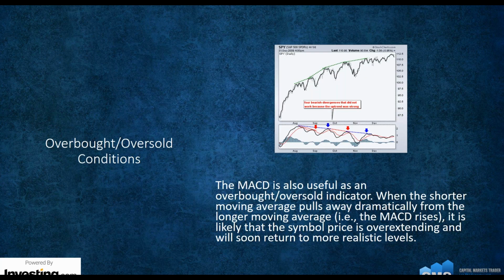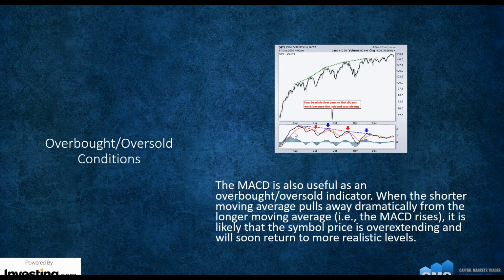Now, the other part that MACD does, it tells us if the markets are overbought or oversold. Okay, and that is important. A lot of us use RSI or stochastics for overbought and oversold conditions. But here you've got one indicator that gives you 3 valuable pieces of information. So the MACD is also used with overbought and oversold conditions. When the shorter moving average pulls away dramatically from the longer moving average, for example, when MACD rises, it is likely that the symbol price is overextending and will soon return to normal realistic prices.